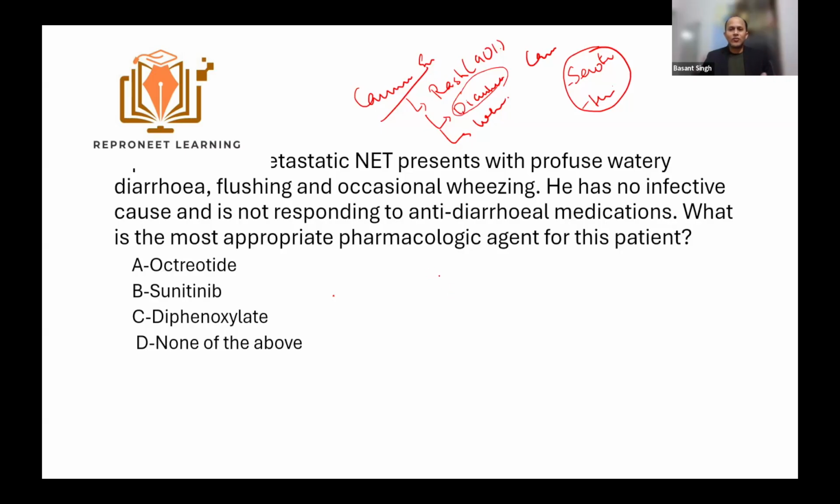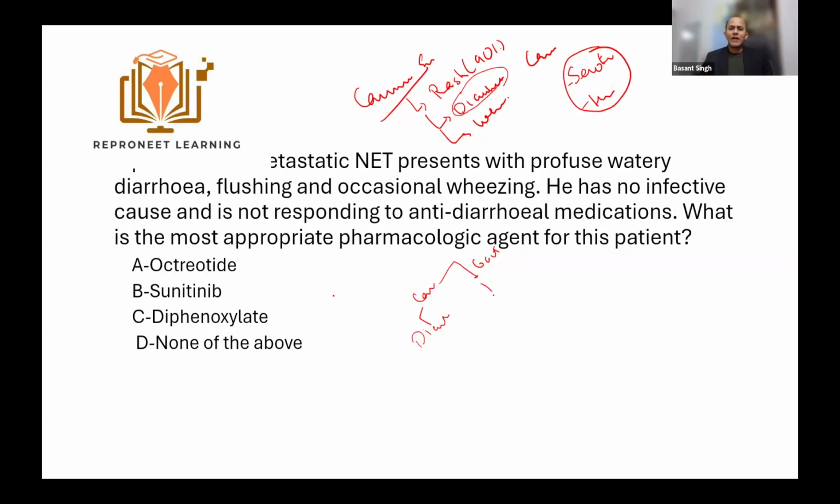Carcinoid syndrome and neuroendocrine tumors. Because diarrhea is a clinical feature of carcinoid syndrome, and it is a clinical feature of gastrinoma also. So how to differentiate the diarrhea of carcinoid syndrome from the diarrhea of gastrinoma? There are very important differences, and the management is also different.